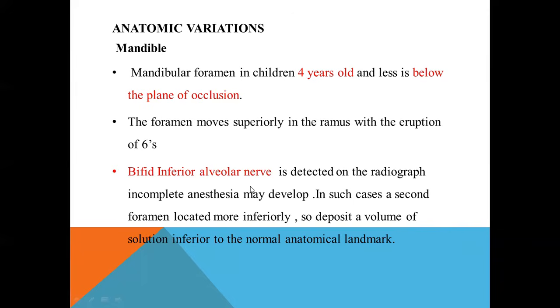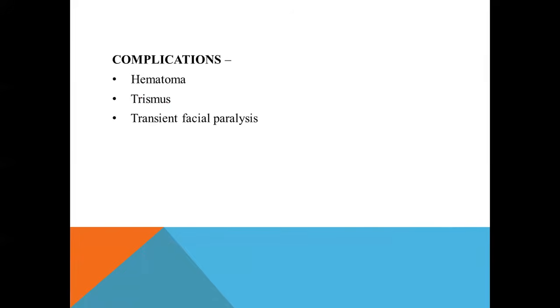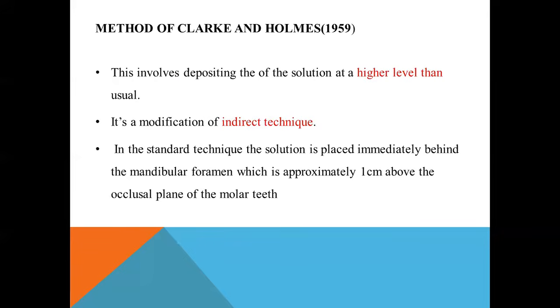Sometimes a bifid inferior alveolar nerve is detected on the radiograph, and incomplete anesthesia may develop if you have a bifid inferior alveolar nerve. What are the possible complications you should know? They include hematoma, trismus, and transient facial paralysis. This is because if you inject the needle, sometimes you may damage the fibers of the masticatory muscle located in that region. This will result in shrinkage, and the contraction will result in trismus.